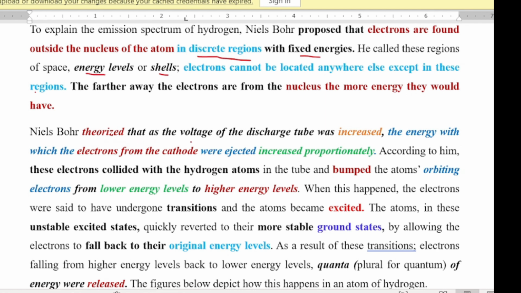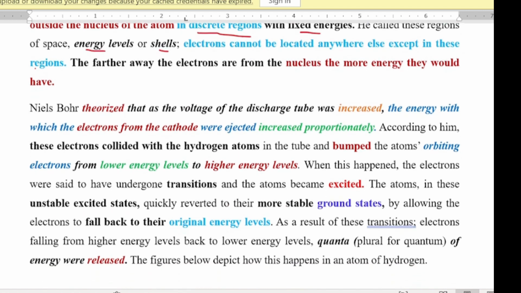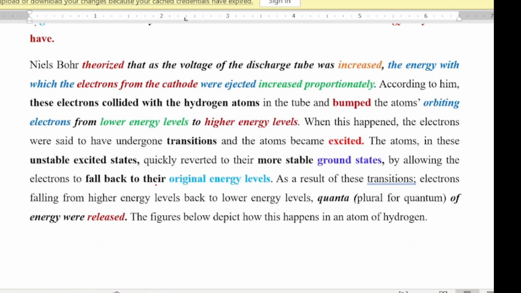Bohr theorized that as the voltage of the discharge tube was increased, the energy with which the electrons from the cathode were ejected increased proportionately. According to him, these electrons collided with hydrogen atoms in the tube and bumped the orbiting electrons from lower energy levels to higher energy levels. When this happens, the electrons were said to have undergone transitions and the atoms became excited. The atoms in these unstable excited states quickly reverted to the more stable ground states by allowing the electrons to fall back to the original energy level.